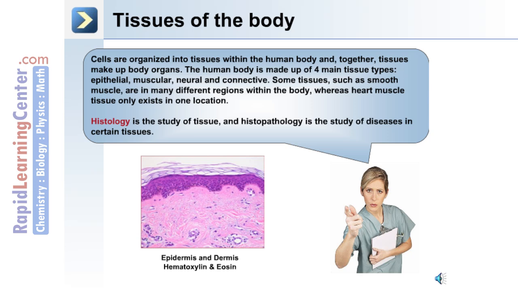Some tissues, such as smooth muscle for example, are in many locations within the body, whereas heart muscle tissue exists in only one location. Histology is the study of tissue, and histopathology is the study of diseases in certain tissues.